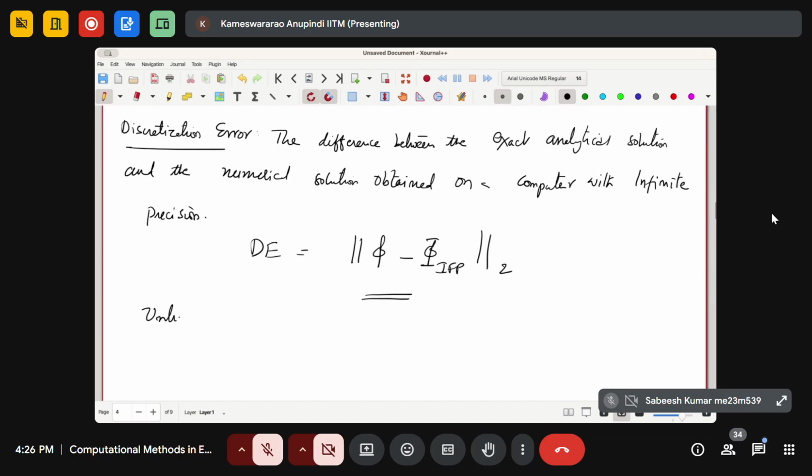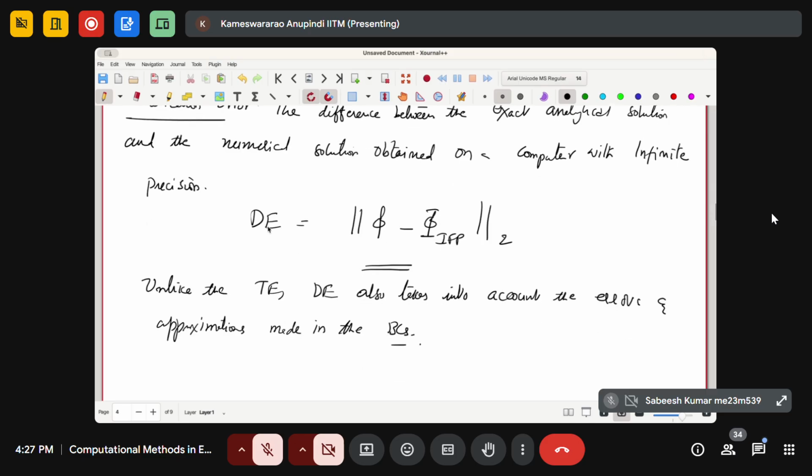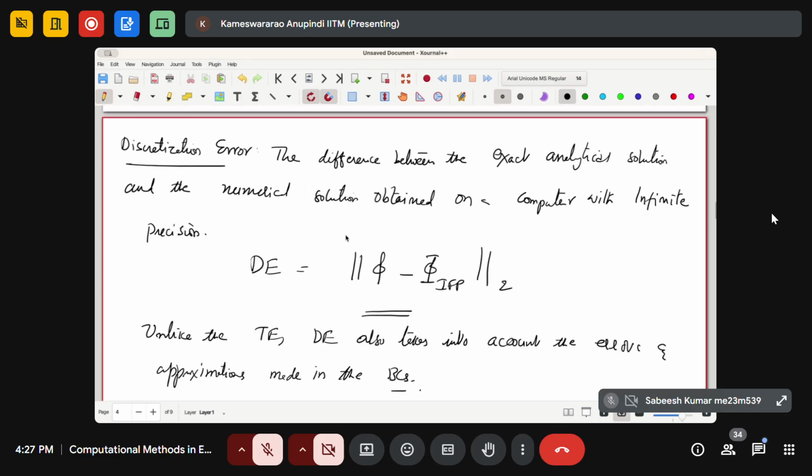Unlike the truncation error, the discretization error also takes into account the errors and approximations made in the boundary conditions. Okay, so the discretization error also considers the errors that are there in the boundary conditions of the problem, unlike the truncation error, which is only going to look at the governing differential equation, not the boundary conditions as such. So that is the discretization error.